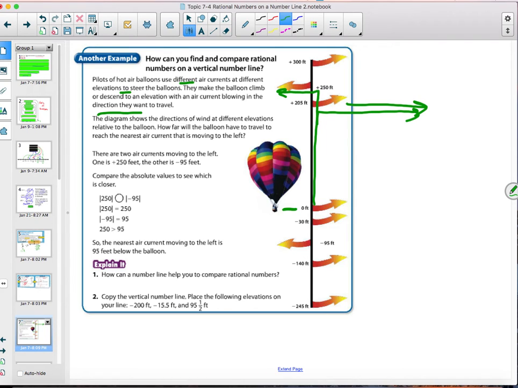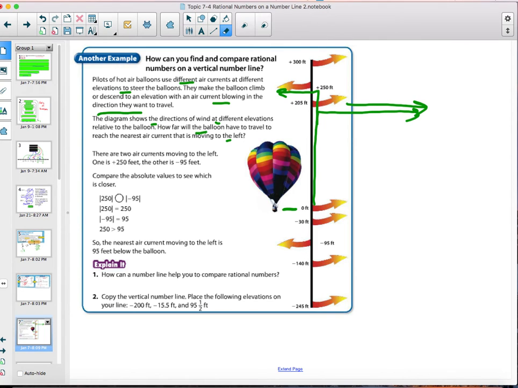Okay, so they make the balloon climb or descend to an elevation with an air current blowing in the direction they want to go. The diagram shows the direction of wind at different elevations relative to the balloon. How far will the balloon have to travel to reach the nearest air current that is moving left?